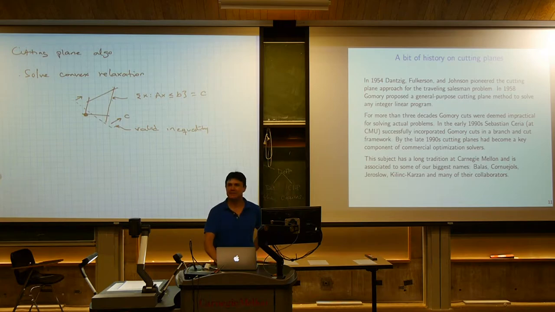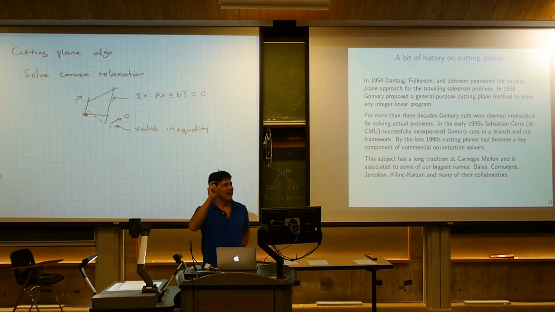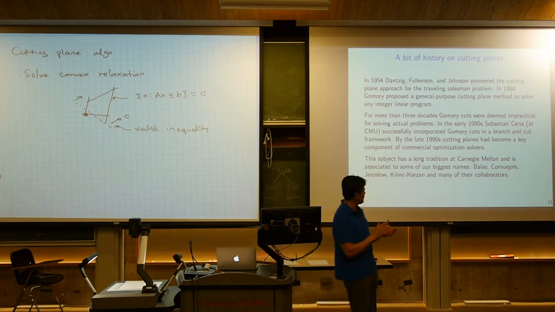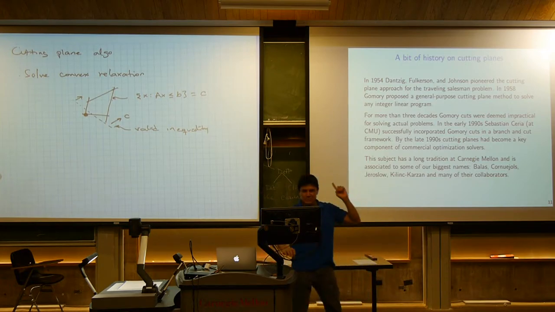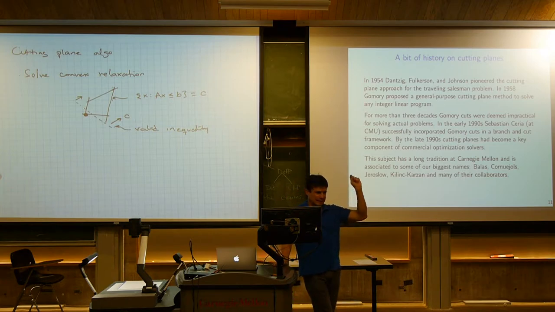So I want to say a little bit of history about this because this history could be as educational, if not more, than the actual technical details of the algorithm. I find this kind of history to be really, really insightful. So this goes back to the early days of linear programming, so back to the founders, Danzig, Fulkerson, and Johnson. So Danzig was the inventor of linear programming and the simplex method back in the 40s, late 40s.